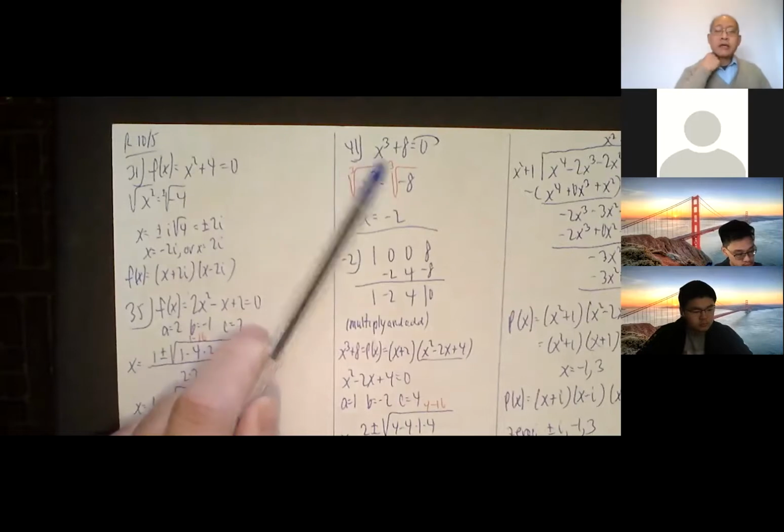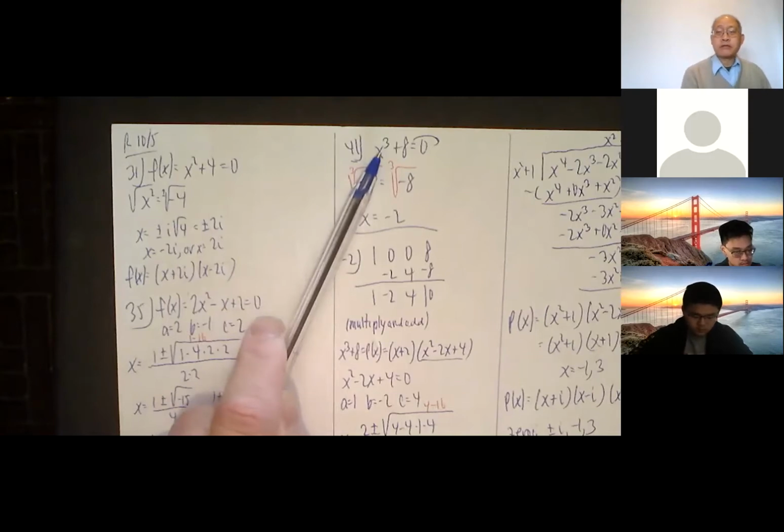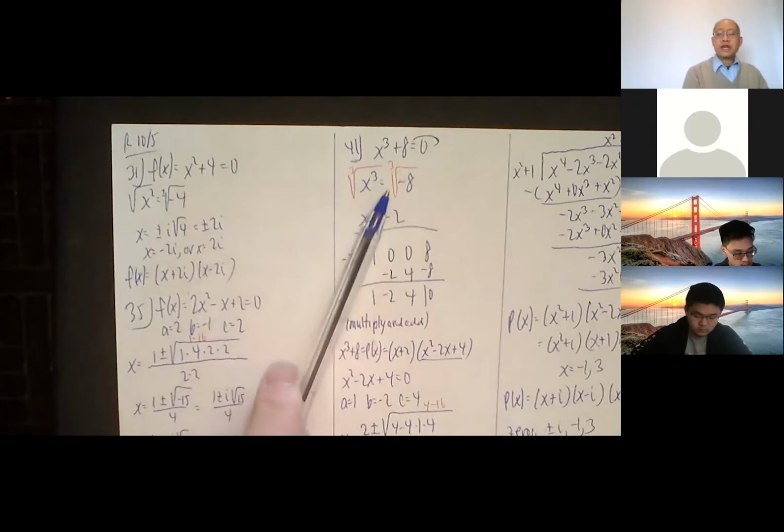X cubed plus 8 equals 0. Okay. So right away, you know you're going to have how many solutions? It's going to be 3 because it's 3rd degree. So we want to try to find the 3. All right, so first I move the 8 over. X cubed equals negative 8.